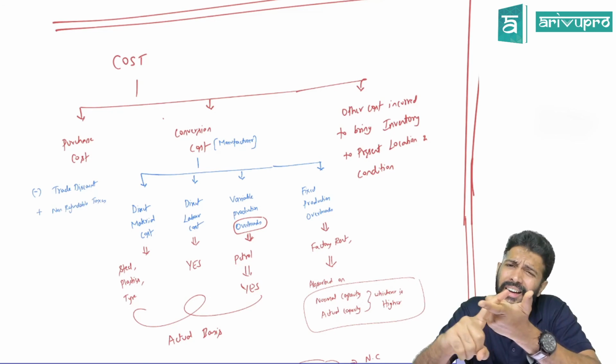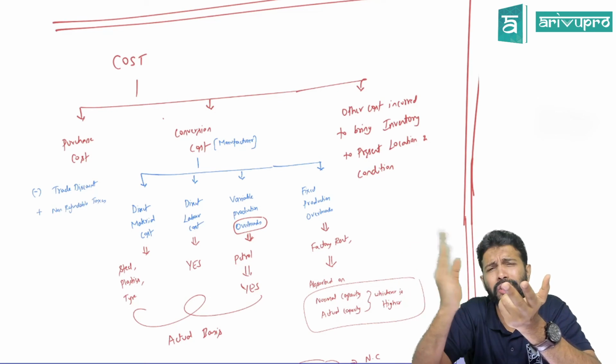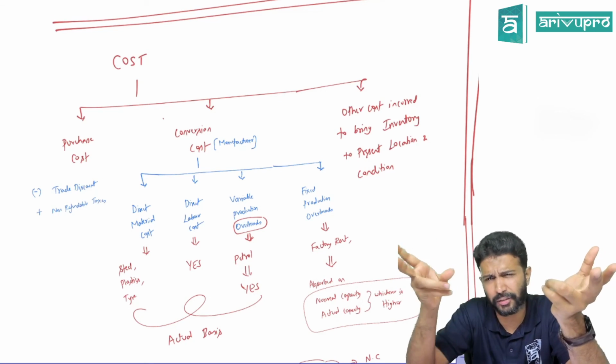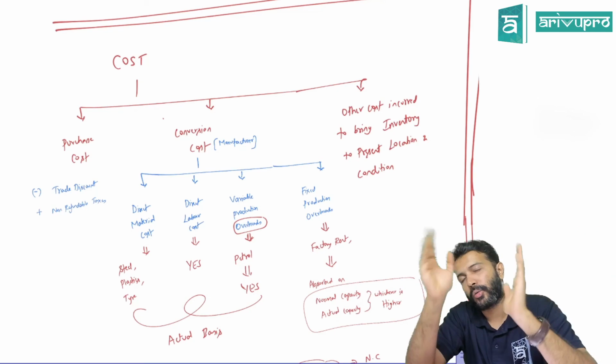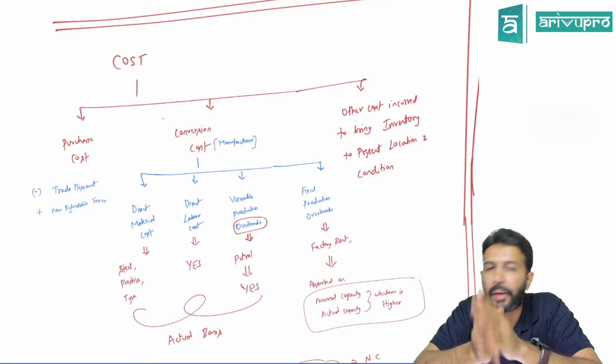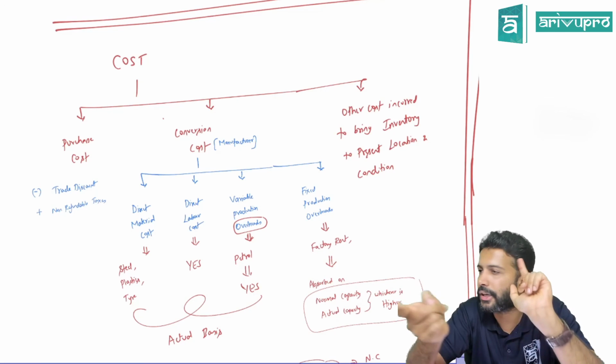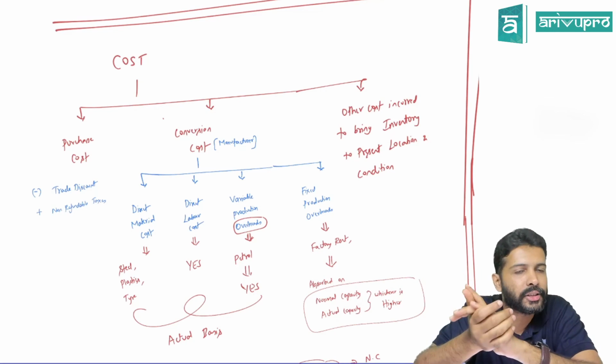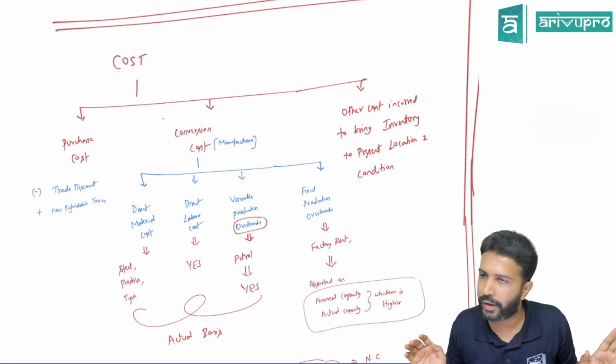Direct material, direct labor, and variable production overheads will all be added on an actual basis. They'll give you the data directly. But fixed production overheads alone, we will absorb based on normal capacity or actual capacity, whichever is higher. That's the thing we have seen. Okay. Thank you.